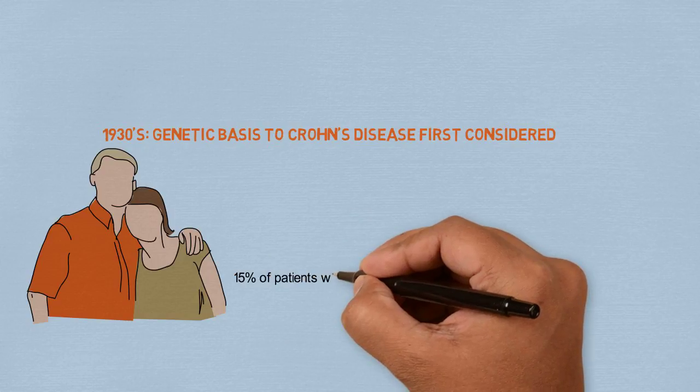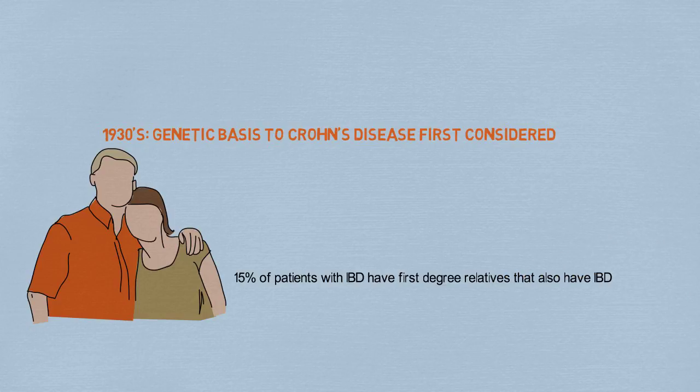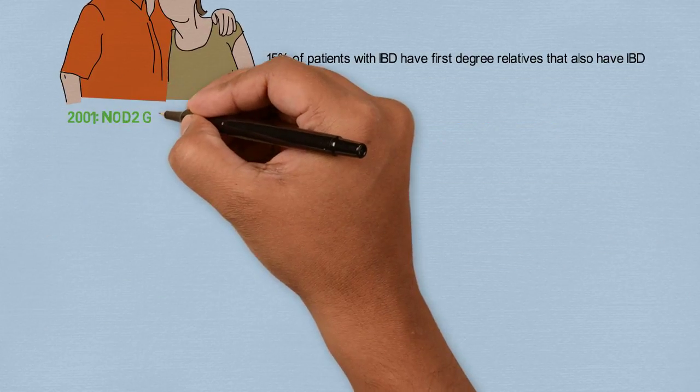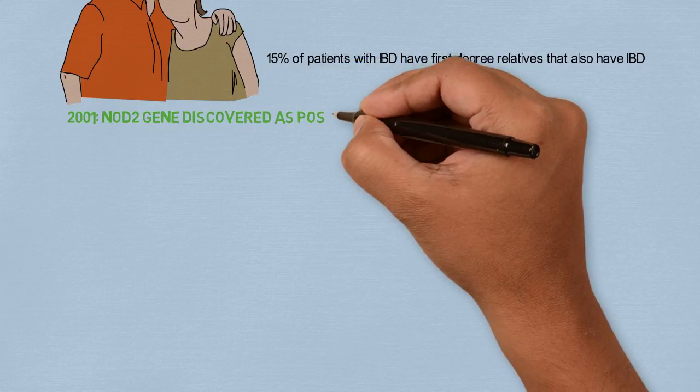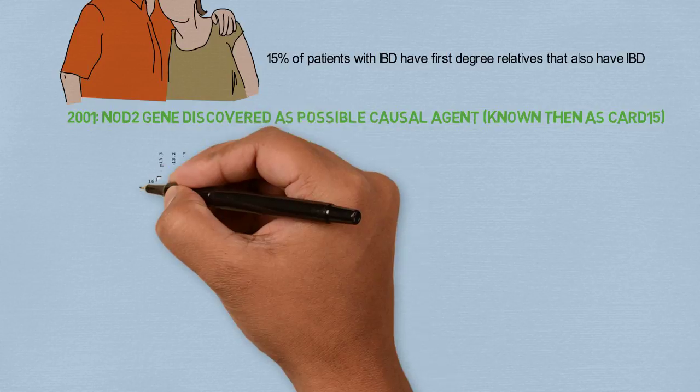IBD. In 2001, two studies, one by Huguet et al. and another by Agurda et al., localized the specific causal mutations to 3 coding variants within the NOD2 gene, which is located on chromosome 16.